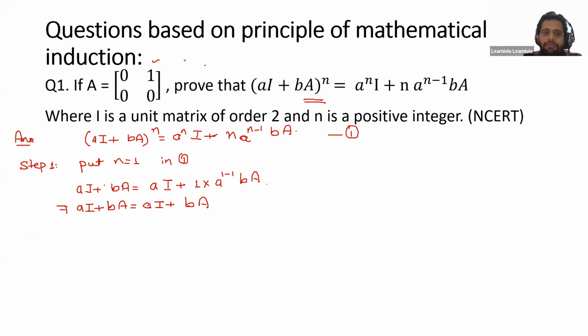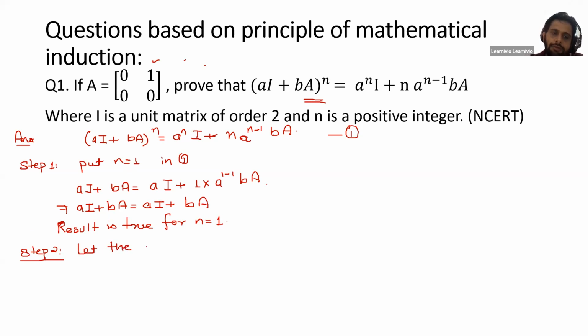So this is step 1 where we have put n equal to 1 and we get this expression. So we can say that the result is true for n equal to 1. This is the first step. Next, step 2. Let the result be true for n equal to k. This is the second step.